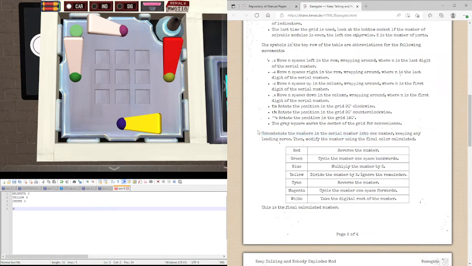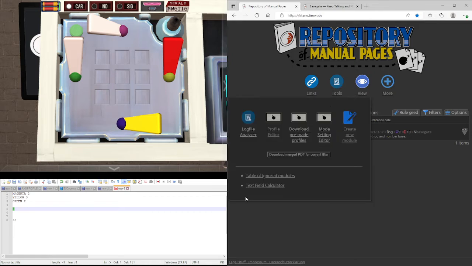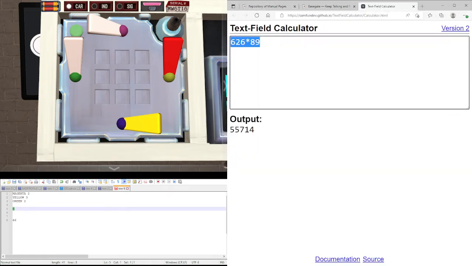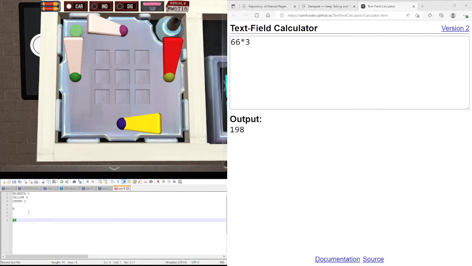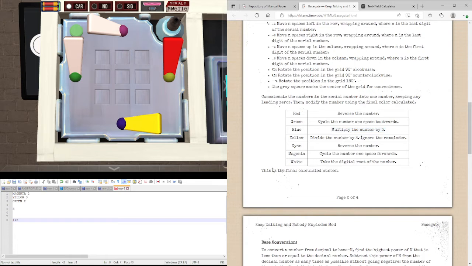Concatenate the numbers. We're going to come down here: concatenate the numbers in the serial number into one number, leaving out zeros. So our number is going to be 66. And modify it using the final colour. Using blue, we're going to multiply the number by 3. 66 times 3 is 198. This is going to be our final calculation number.